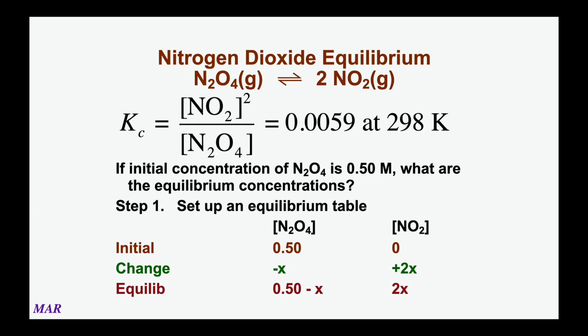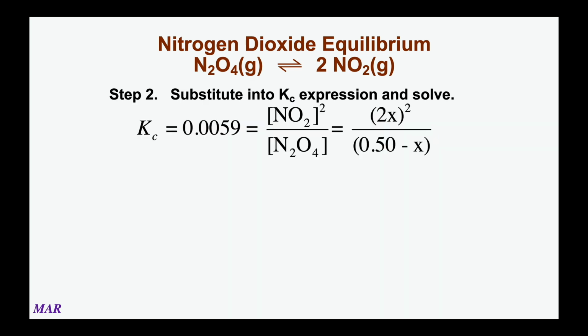So we can set up now the equilibrium concentrations equal to the equilibrium constant. The equilibrium constant, 0.0059. NO2 squared would be 2x, that's the equilibrium NO2, and again, you square it. And then for N2O4, 0.50 minus x. So again, we have one equation and one unknown, x. 0.0059 equals (2x) squared divided by 0.50 minus x.